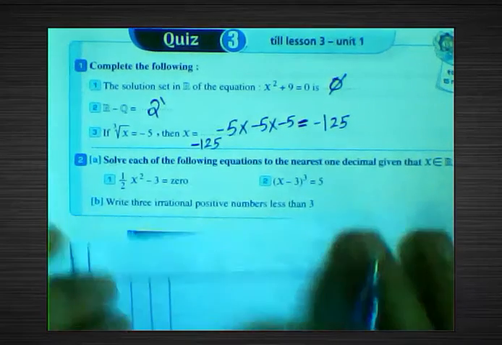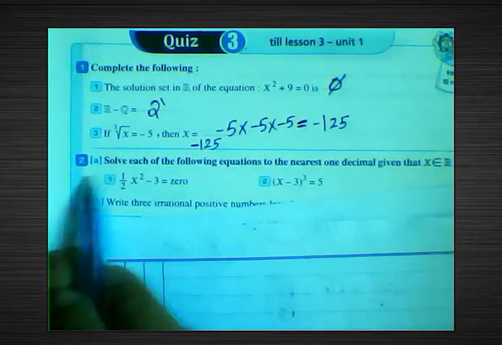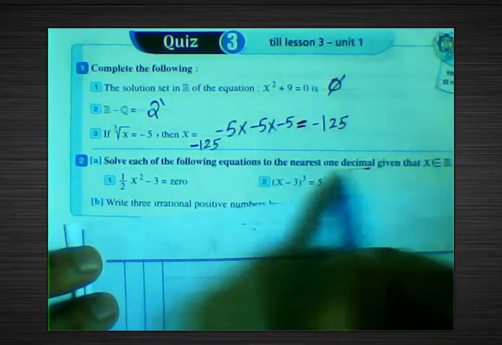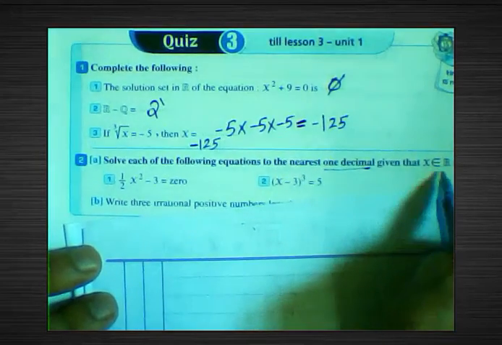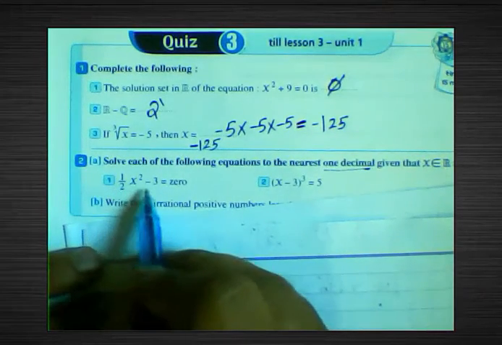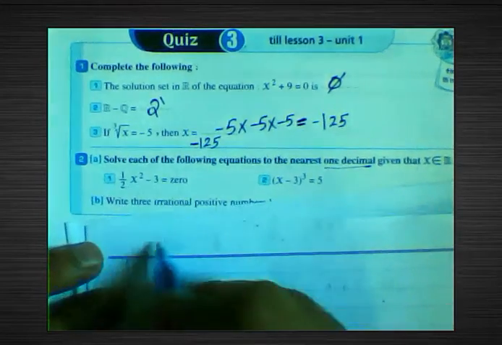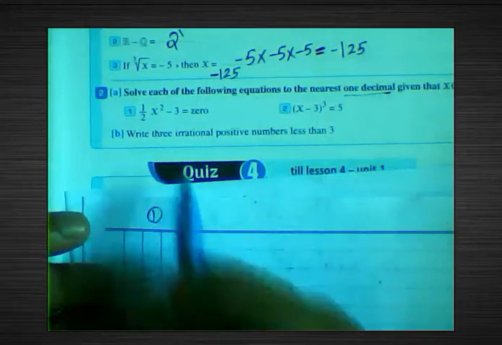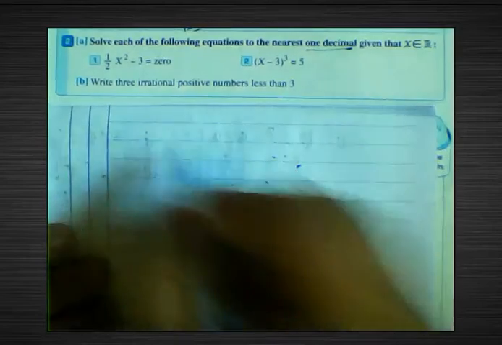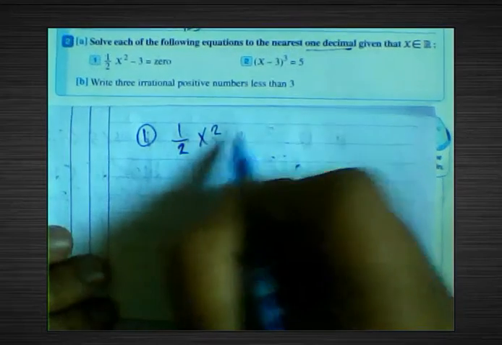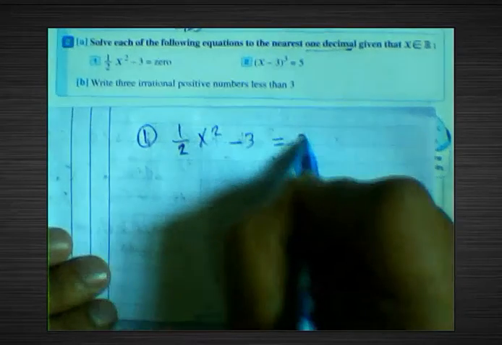Question 2: solve each of the following equations to the nearest one decimal, given that x belongs to R. Number 1: half of x power 2 minus 3 equals 0. We will solve it. Look with me here.